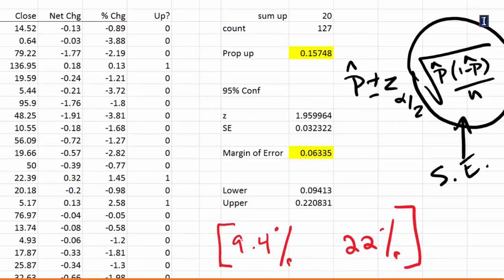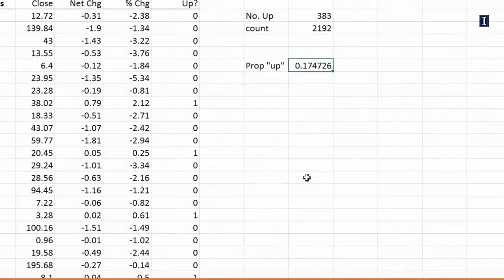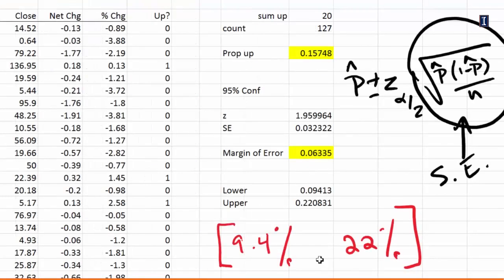Why? Because looking back on that day, I see the true proportion was 17.5%, and clearly this interval would capture 17.5%. This is how we can use sample proportion to create a confidence interval, an estimate for what the population proportion might have been.